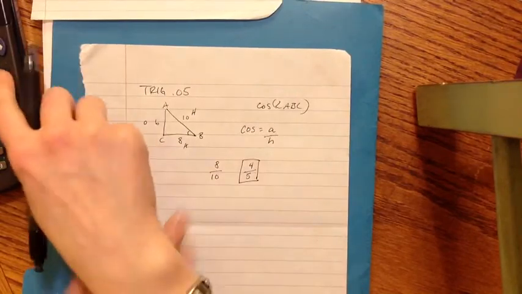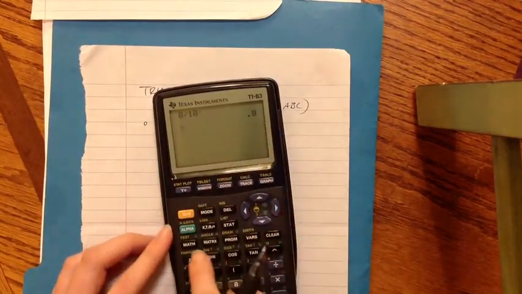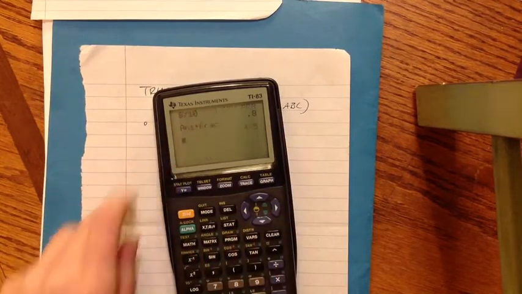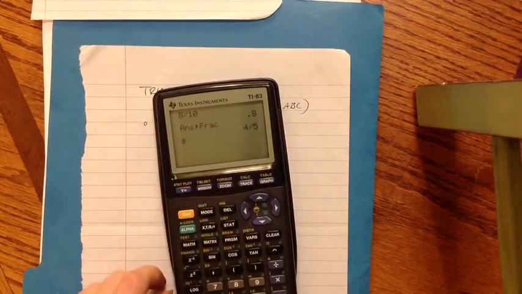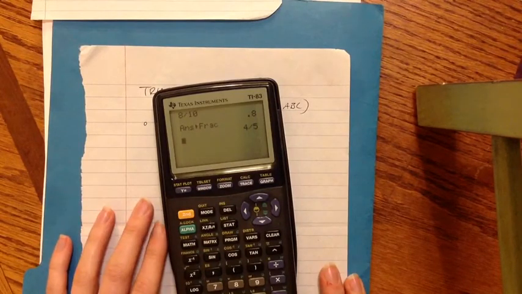If that's weird, remember we can use a calculator to cheat. 8 divided by 10, okay, that's the decimal, but I can go to math and hit enter for fraction, and I've got 4/5. So if that's a better method, yes, that would work as well.